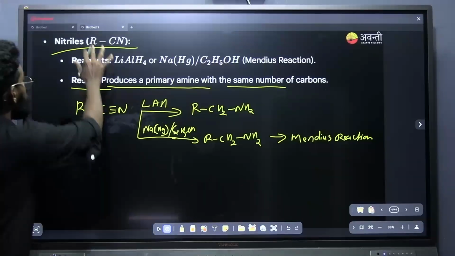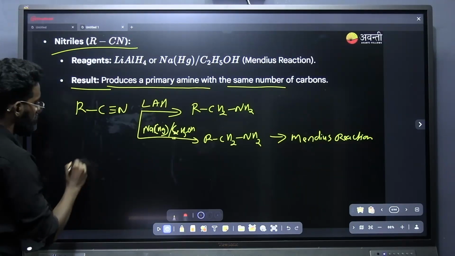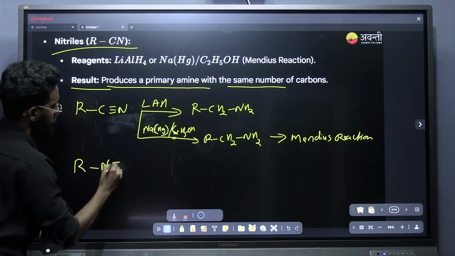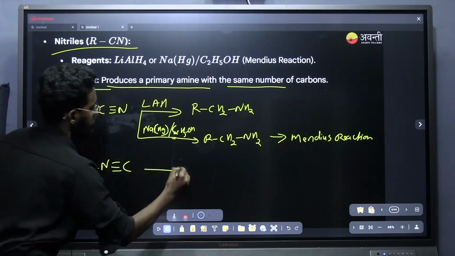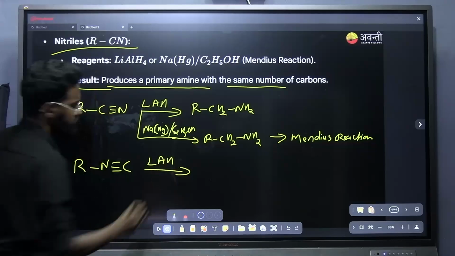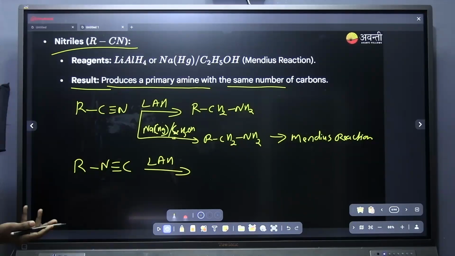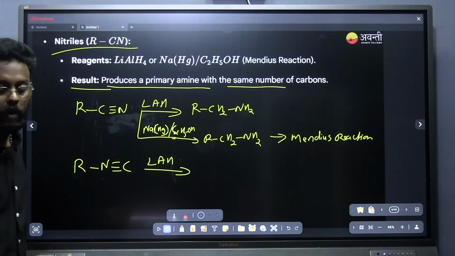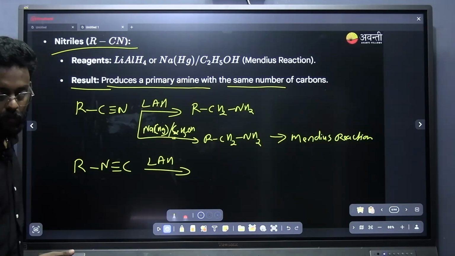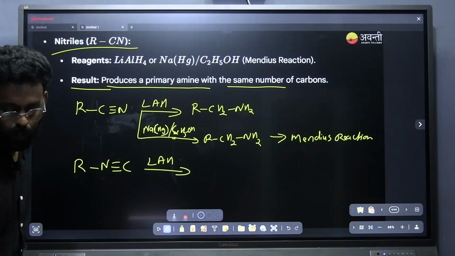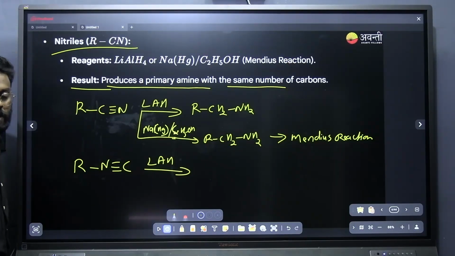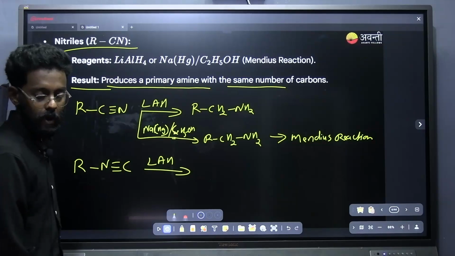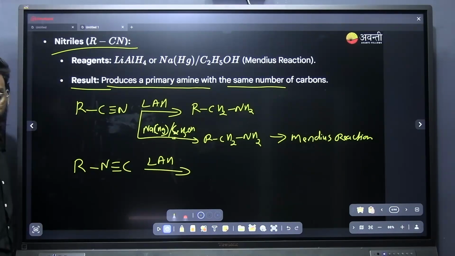Okay, and now this is nitrile. Now instead of that, if I am using isonitrile, what type of amine will we be getting? With lithium aluminum hydride, anybody know? If I am using isonitrile or isocyanide instead of nitrile, what type of amine will we be getting? Anybody have an idea? Primary, secondary or tertiary? Let me know quickly in the chat box.